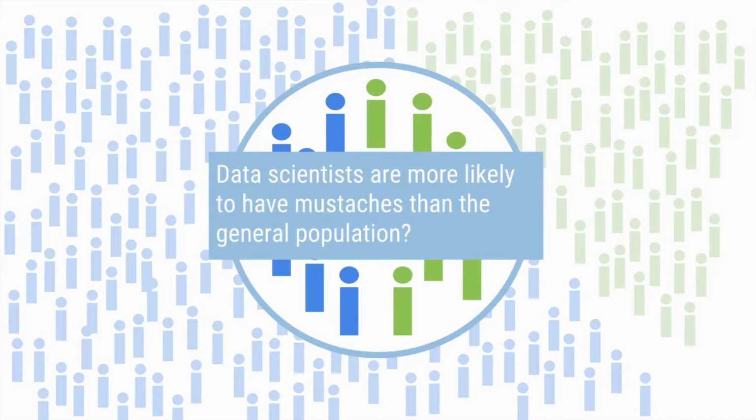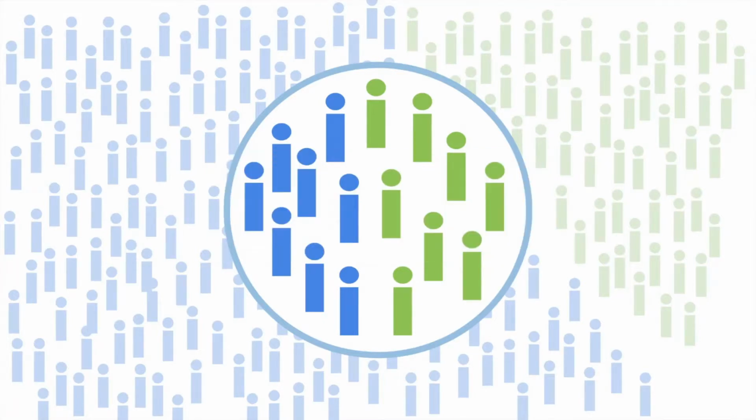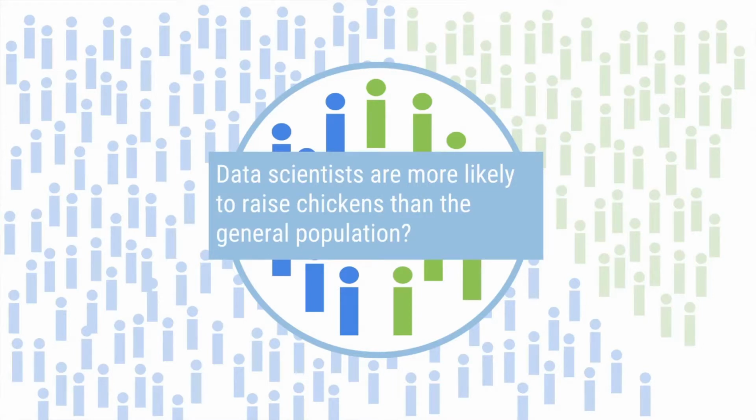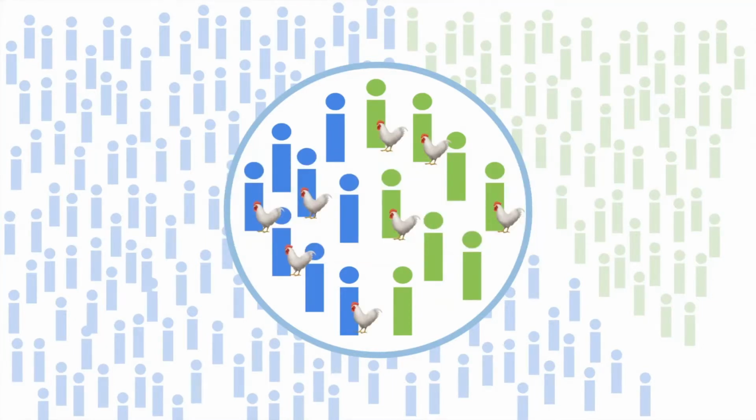Since there was no difference, the researchers then investigate a second question, which is whether data scientists are more likely to have mustaches than the general population. This time, the results are 2 and 2. Again, no difference in this sample. Maybe data scientists are more likely to raise chickens than the general population. No, it looks like 4 and 4 in this sample.